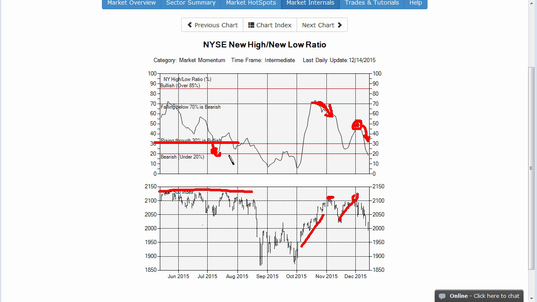As the markets consolidated, this really just began to trend and stay low. So during this whole period, this indicator was telling you that while the markets may be holding up, it's not because a lot of stocks are making new highs or are strong. It's a warning.